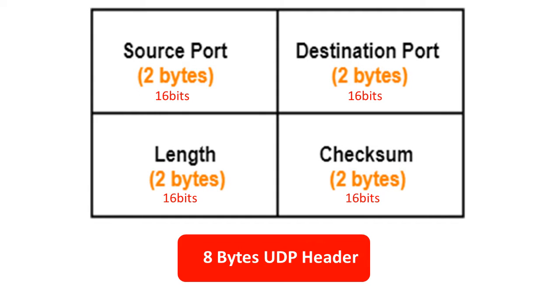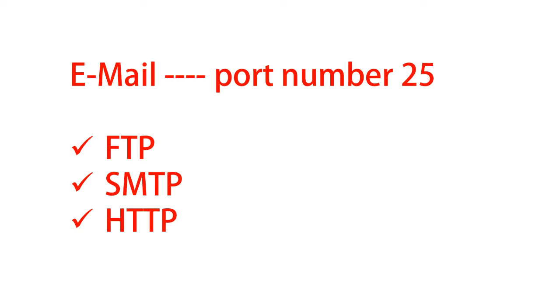So the first field holds the source application port number and the second field holds the destination port number. There are different applications that we use, let's say email. If we use email, then the system may use port number 25. Different applications such as FTP, SMTP, HTTP use different port numbers for end-to-end delivery, for receiving and sending data packets across the network.